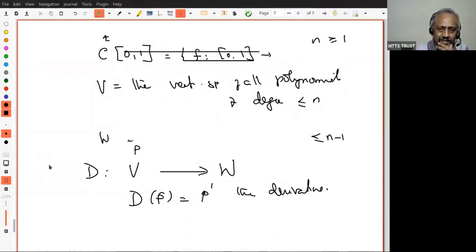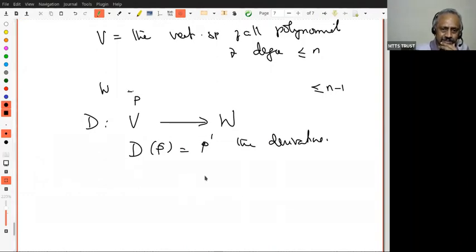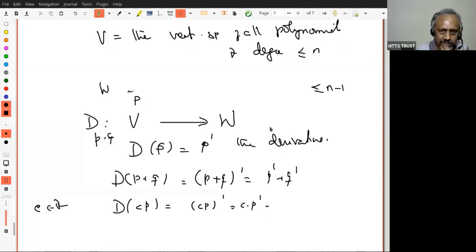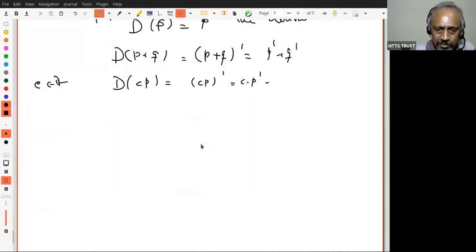Now you know that D of P is P dash. Therefore, if P and Q are here, then D of P plus Q is the derivative of P plus Q, but you know from calculus it is P dash plus Q dash. And similarly, notice that this is a constant, so instead of t, I will write it as a constant C. D of C times P is C P dash, but C is a constant, therefore it is C times P dash, right? Therefore, this is a linear map. You see that? Linear maps arise very, very naturally.